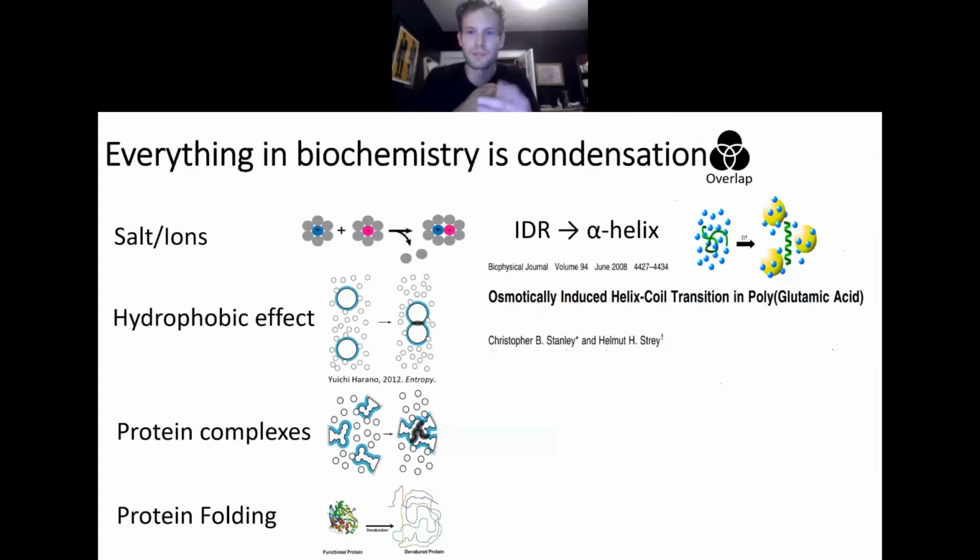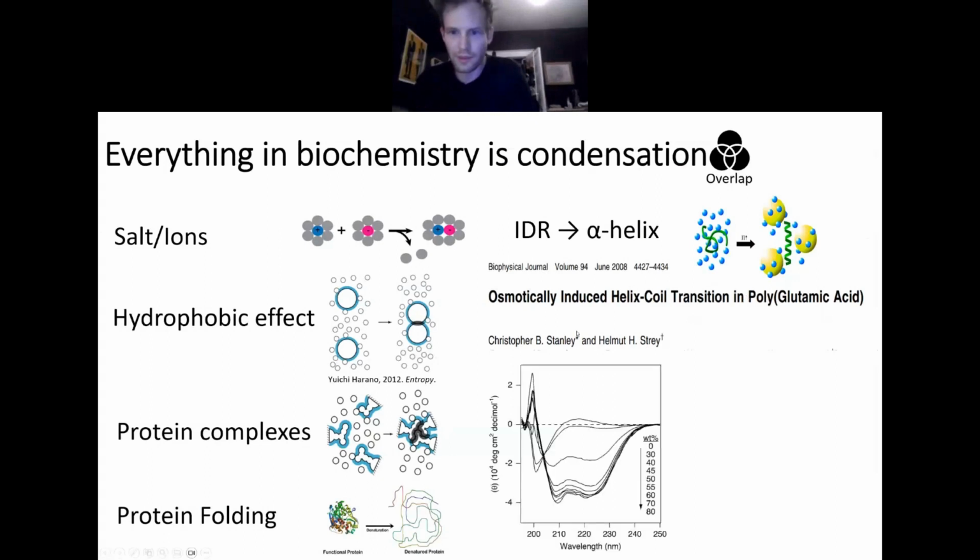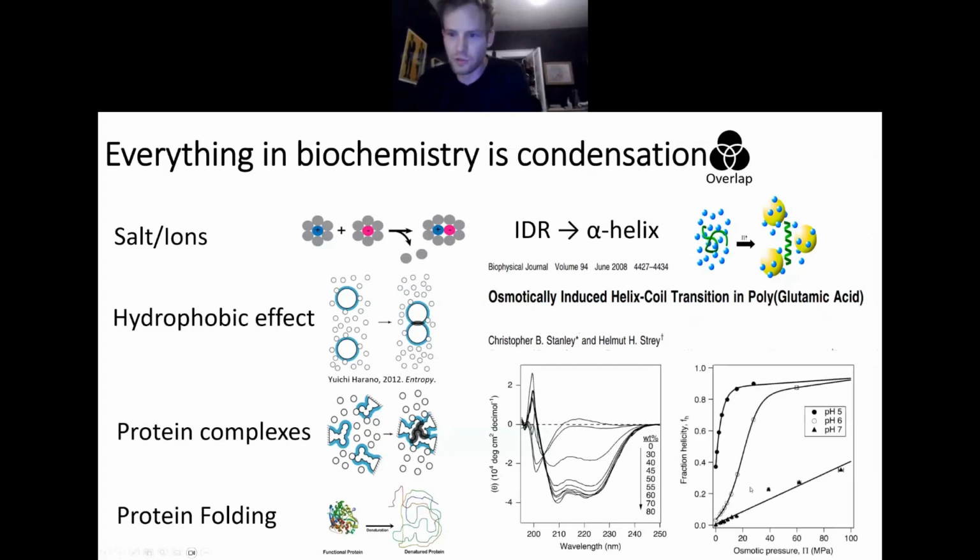I really like this one study that's looking at this intrinsically disordered to alpha helical transition. It's titled Osmotically Induced Helix Coil Transition in Polyglutamic Acid. So their IDR is just polyglutamic acid. And when they measure or observe it with circular dichroism, they can see helix forming as they increase the amount of PEG, which they say is an increase in osmotic pressure. At neutral pH, they don't form a helix, but at slightly acidic pHs, as you increase the osmotic pressure, you induce this normally disordered region into actually forming a helix.